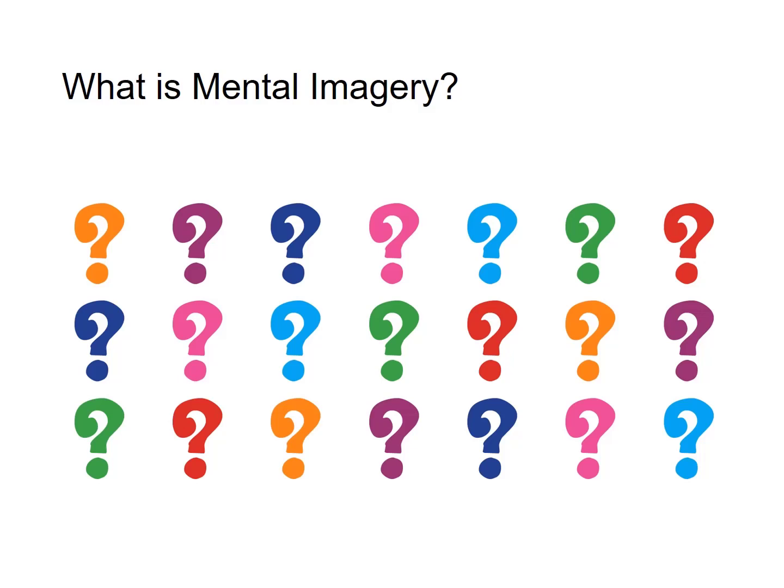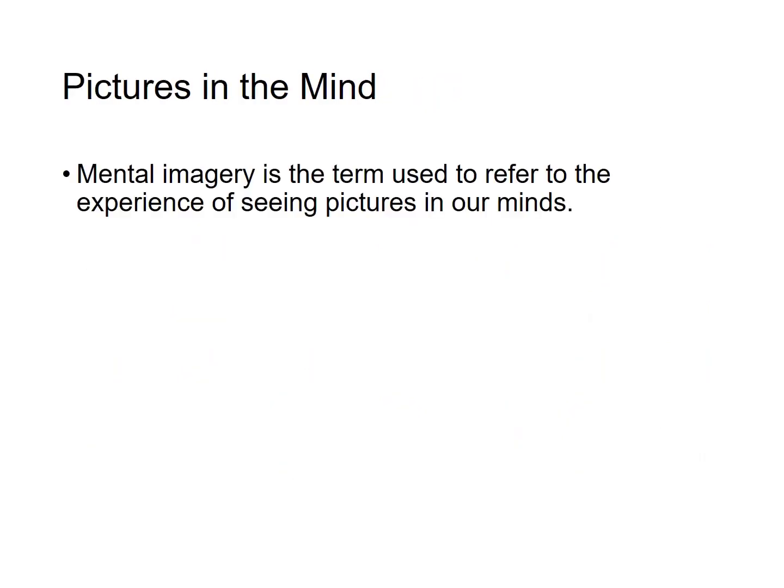What is mental imagery? Mental imagery is a term used to refer to the experience of seeing pictures in our minds. So here's a question. Which is taller, a rabbit or a rat? How did you decide? Most people complete that task by forming mental images in their mind of the two animals and then comparing their heights.